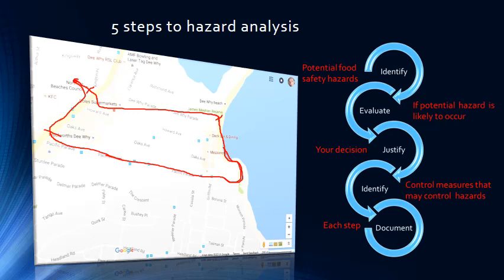So if you actually look at that, I have identified the potential hazards. I've evaluated which ones are going to be important. I've justified my decision, and the control measures, especially on the main road, using a lead, and also there are other regulations that you have to maintain, and obviously I didn't document it, but this is an example for you to get an idea of how hazard analysis works.